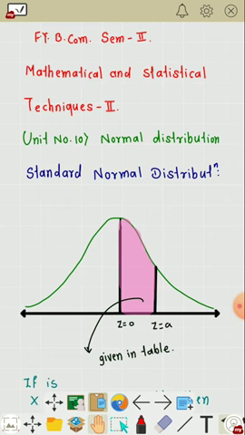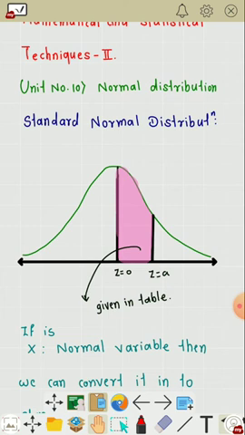This is FY BCom semester second class, Mathematical and Statistical Techniques second, unit number 10, normal distribution. In the previous lecture we defined what is normal distribution. We defined the density function of a normal distribution, and we have stated some properties of normal distribution. Also, in the previous lecture, we defined what is standard normal distribution.